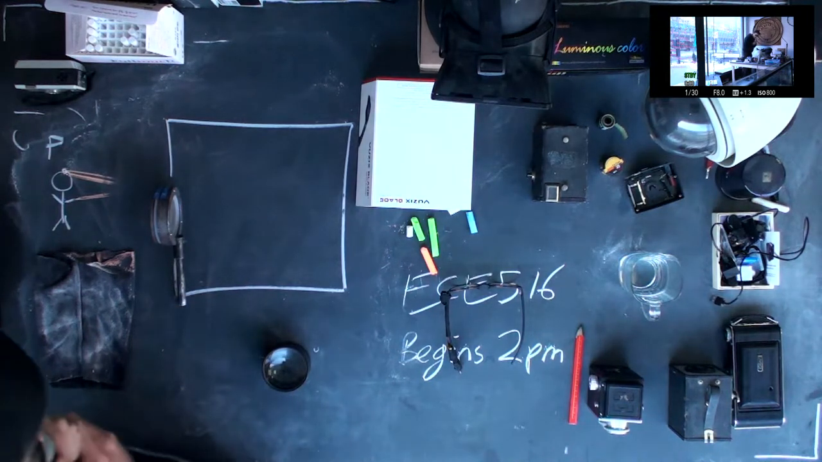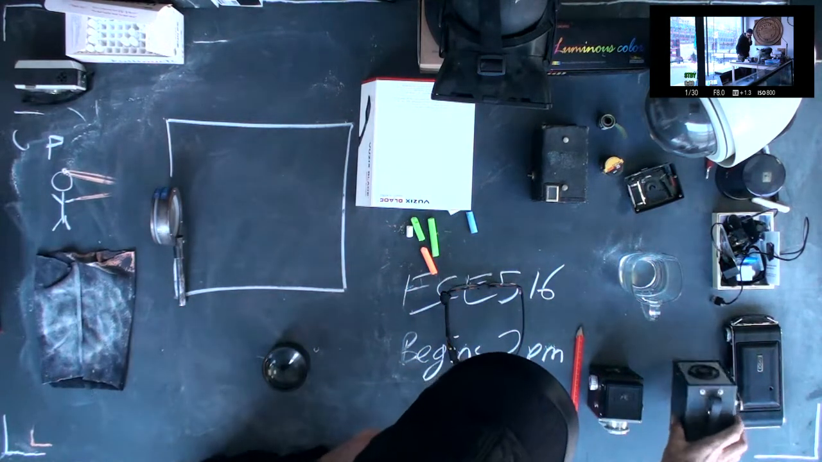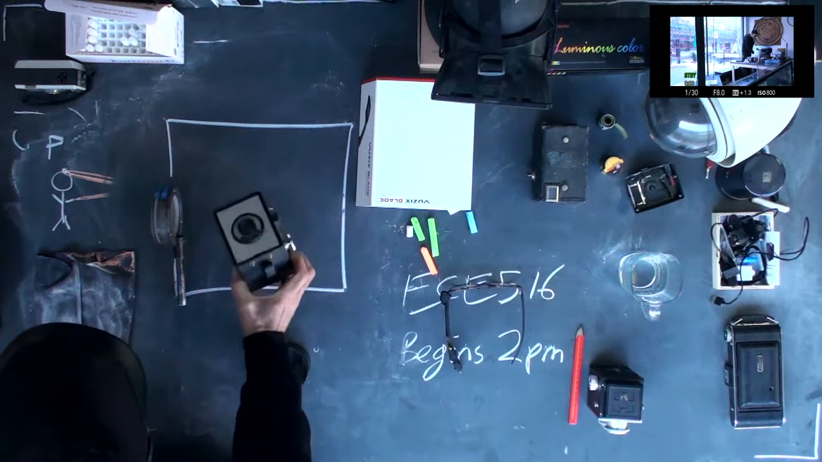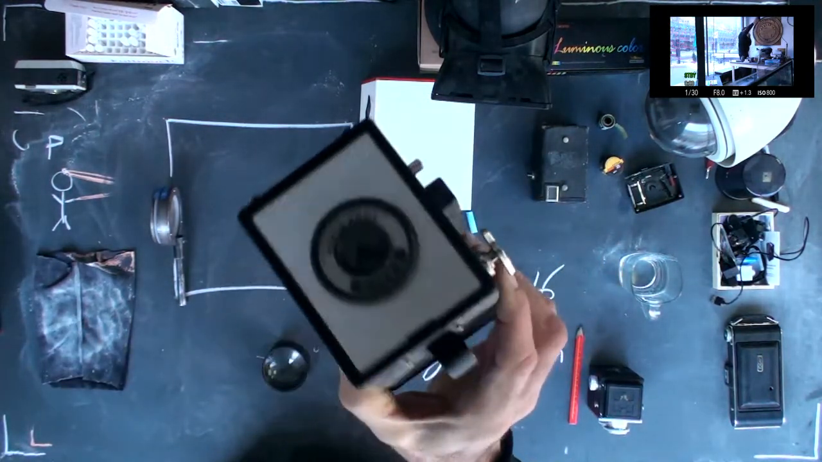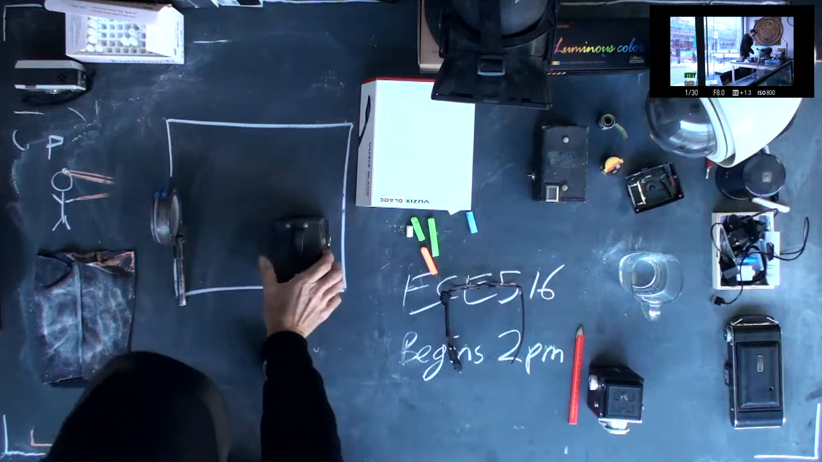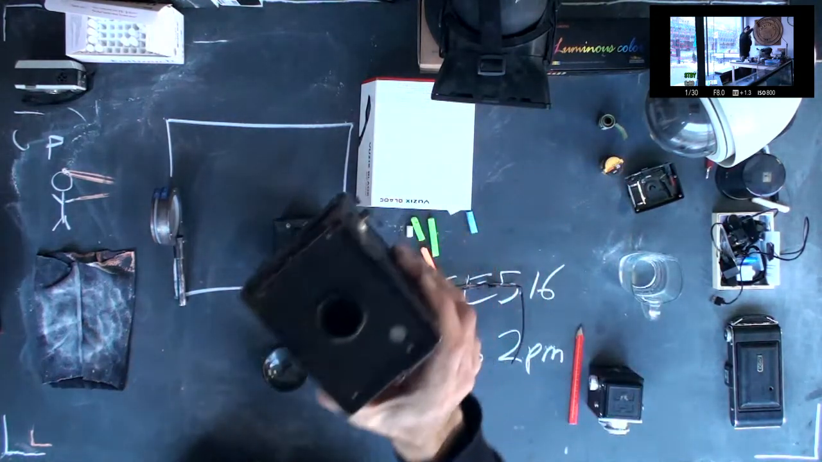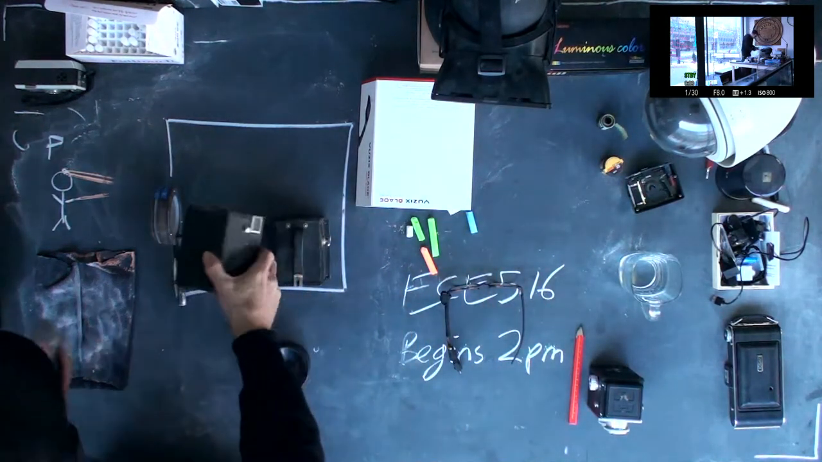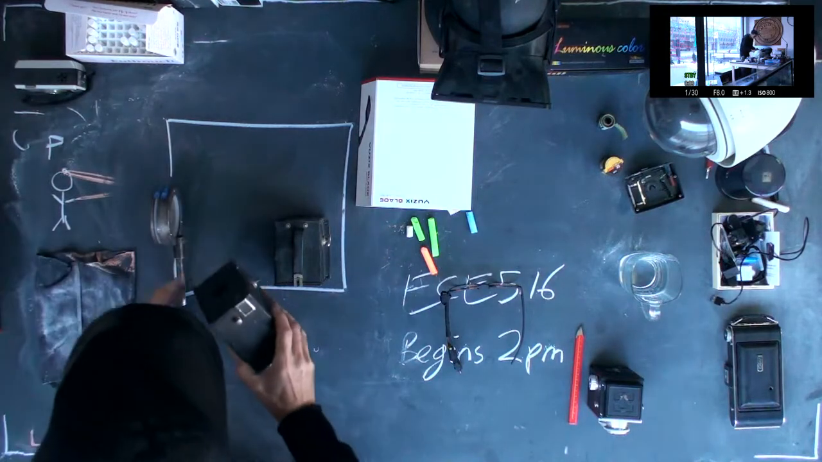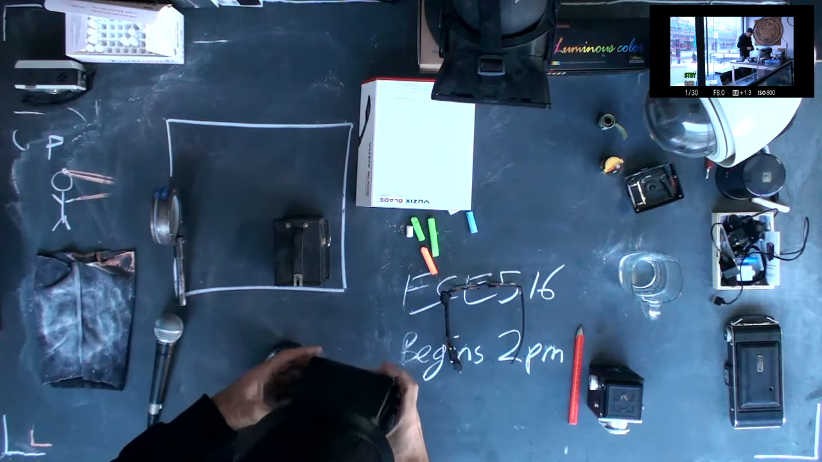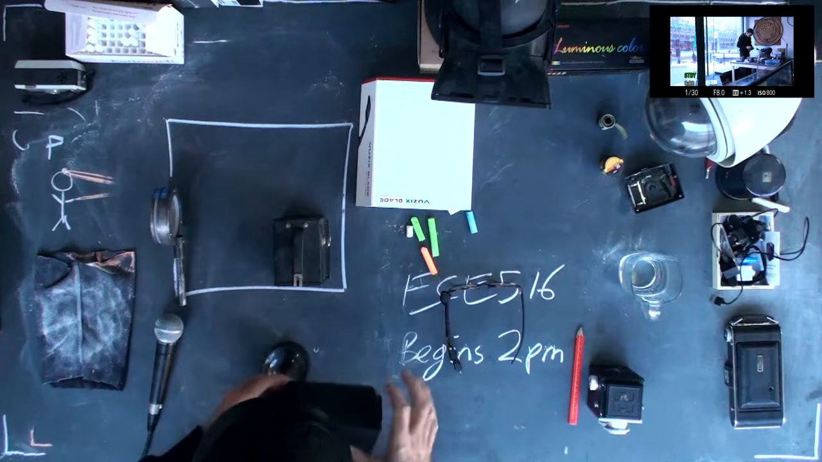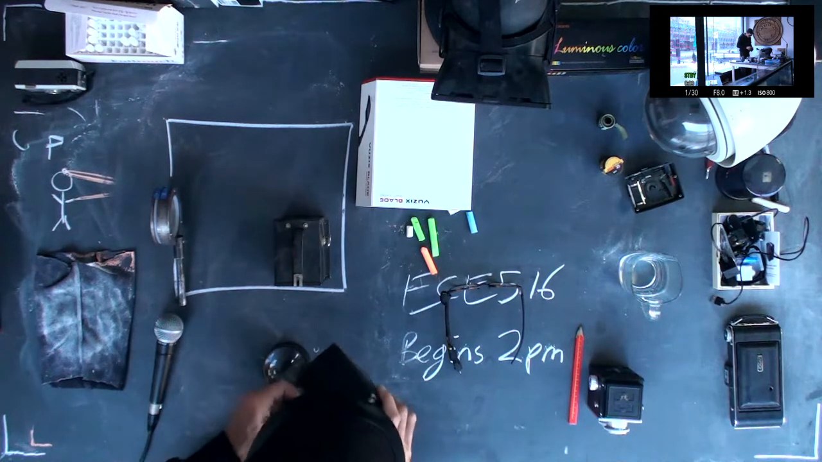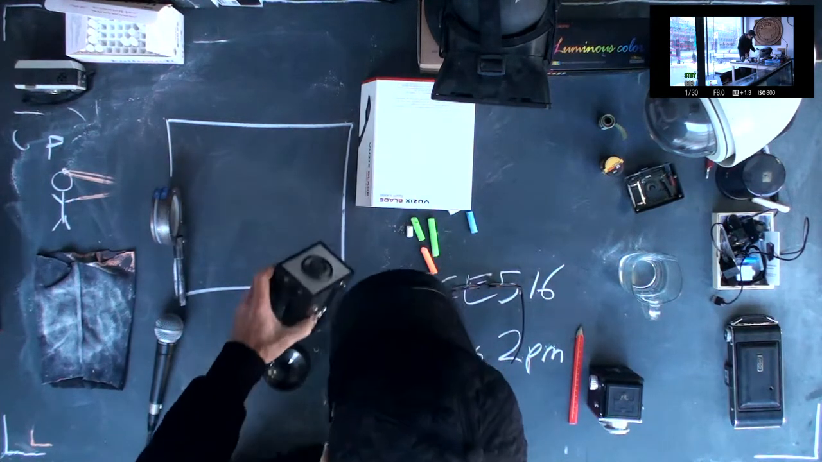And if we look inside a typical camera, these early cameras were just boxes. It's just a box like this, and inside the box there's a photographic film that records images.